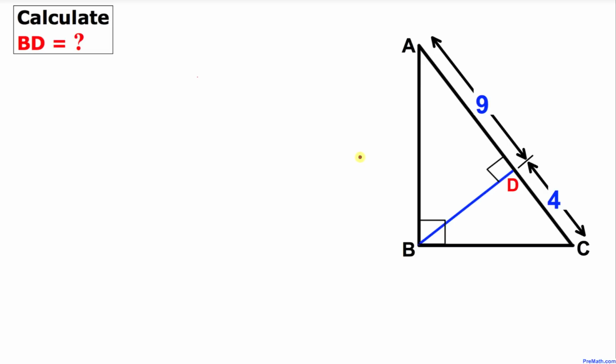Welcome to Premath. In this video tutorial, we have this right triangle ABC and this altitude BD that divides this hypotenuse into two parts in a ratio of 9 and 4, as you can see in this figure. Now we are going to calculate the length of this altitude BD.